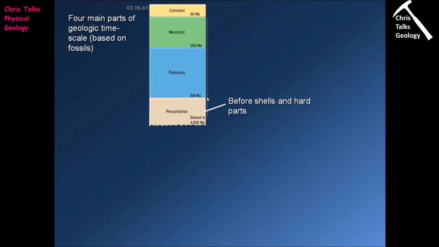So if we look at our geologic timescale, what can we see? Well, rocks from the Precambrian essentially were formed before we had life that had shells and hard parts. So that means shells and skeletons.